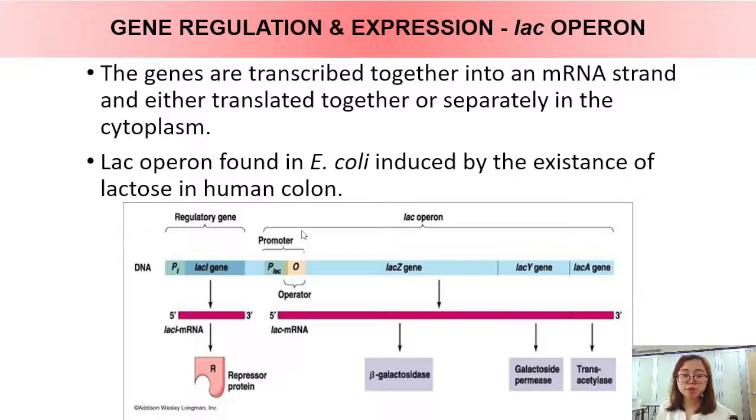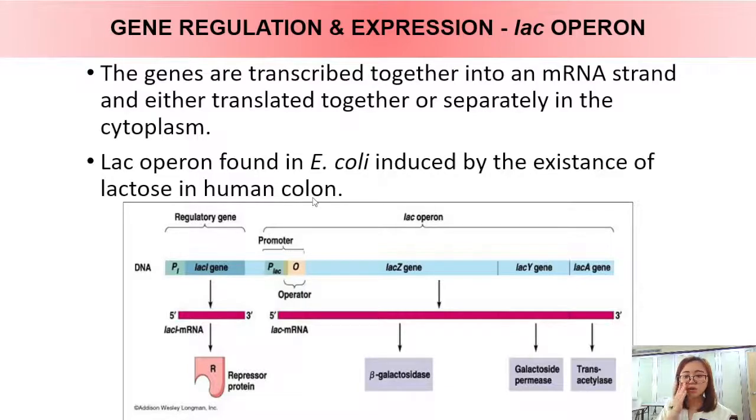The example that we're going to use in this chapter is lac operon. Contoh yang kita gunakan adalah lac operon. Lac operon ini dijumpai dalam bacteria E. coli. So it's found in E. coli and it will be induced by the existence of lactose in human colon.